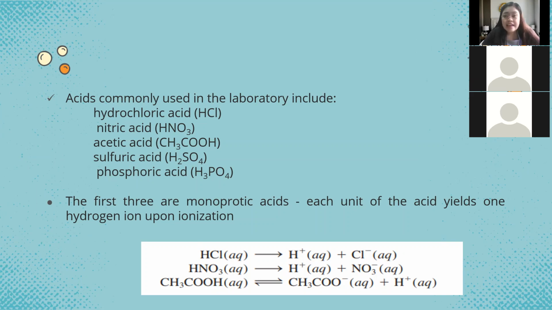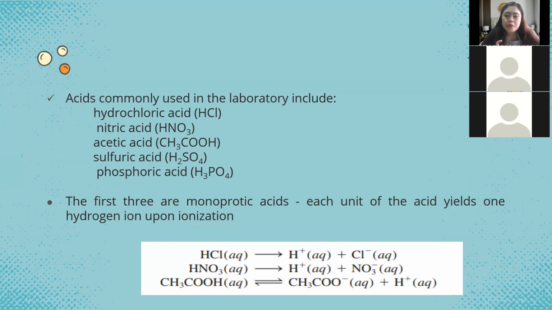And then acetic acid, which is found in vinegar. Sulfuric acid also is very much used in the laboratory, and also phosphoric acid. Okay? And then the first three, hydrochloric, nitric, and acetic, are called monoprotic acids.